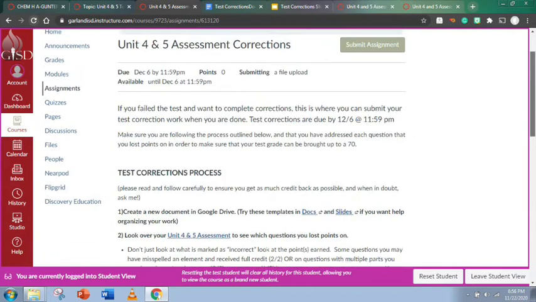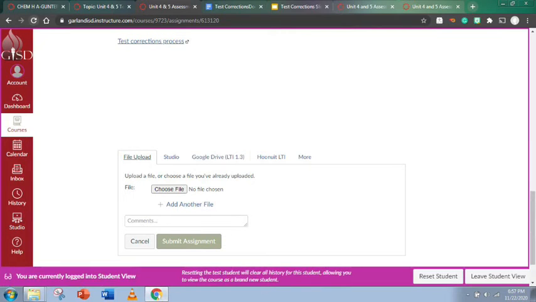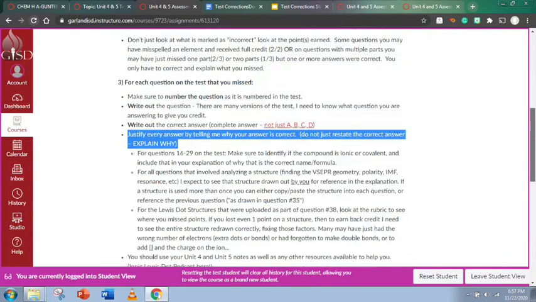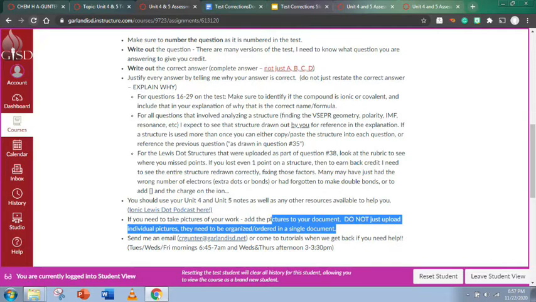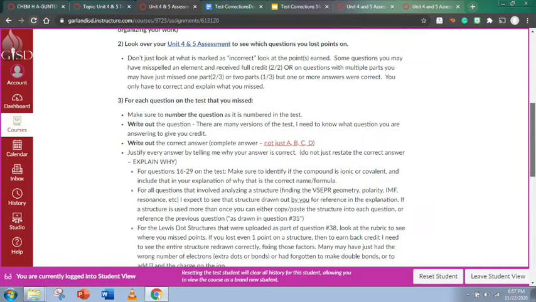And this is where you're going to submit your work. Got this submit button that's going to take us to the bottom of the page. You're going to upload a single file as your corrections, and if you have to include any extra pictures or extra stuff, don't add it separately. It needs to be added into the single document where all the rest of your work is.